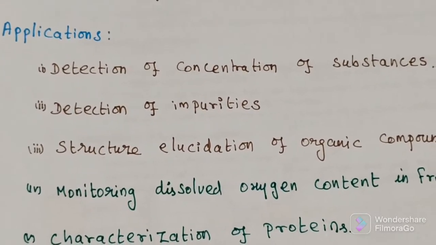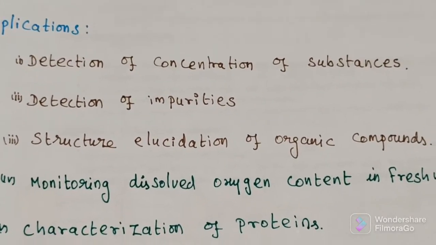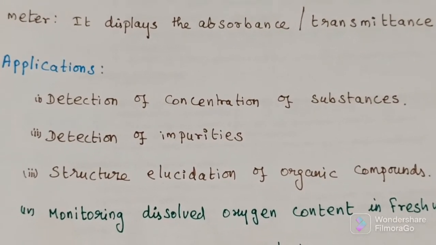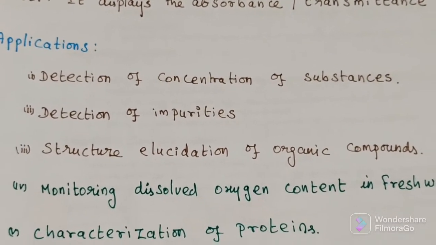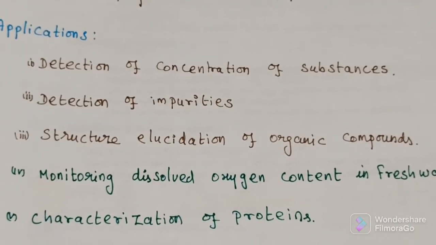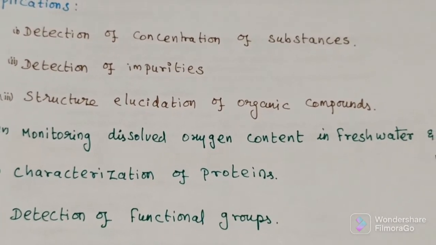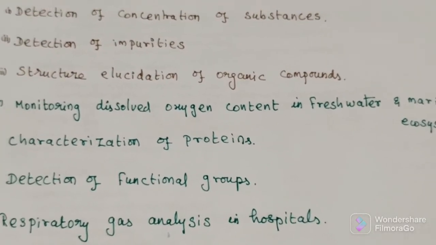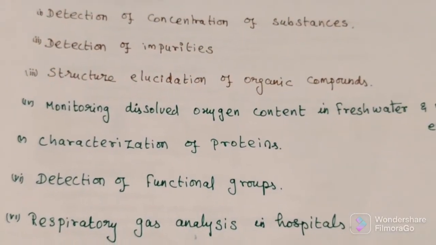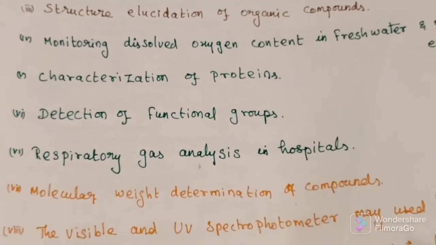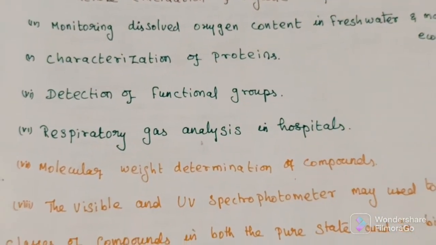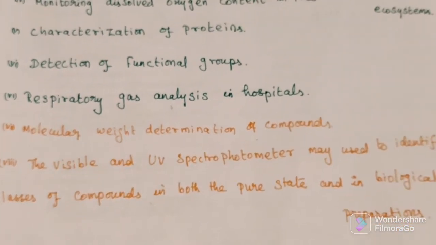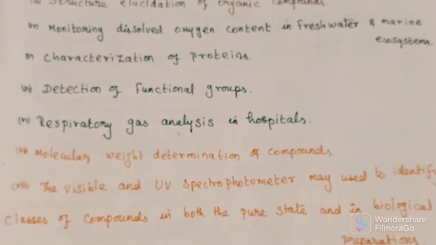Finally, applications of the spectrophotometer. We can use this spectrophotometer in clinical chemistry, molecular biology, immunology, hematology, along with detection of concentration of substances, detection of impurities, then monitoring dissolved oxygen content in freshwater and marine water ecosystems, then characterization of protein, detection of functional groups such as aldehyde group, keto group, methyl group, then respiratory gas analysis in hospitals, and molecular weight determination. We use the spectrophotometer for these.